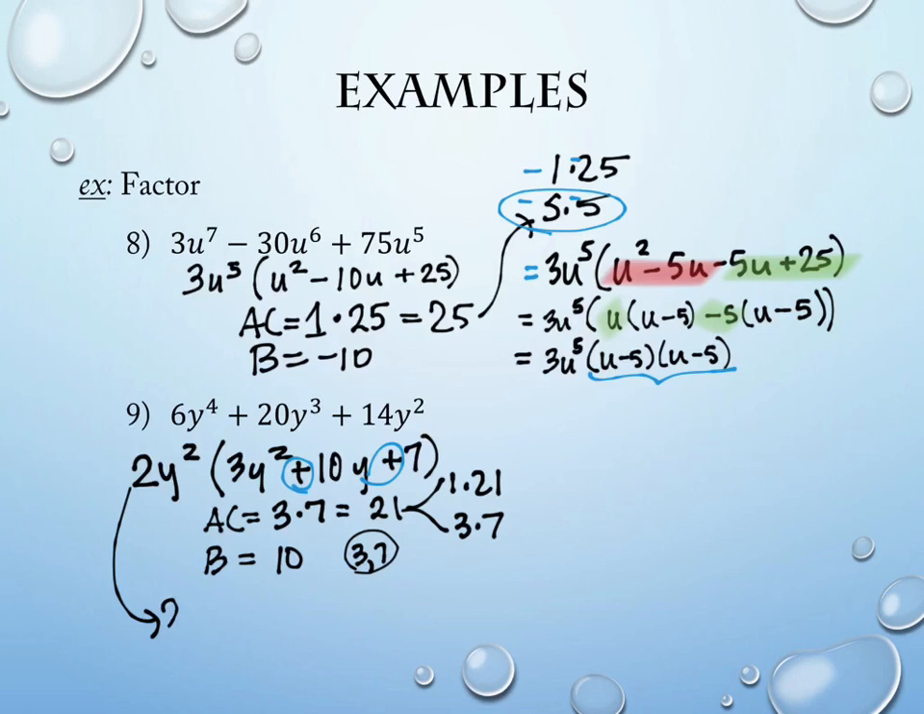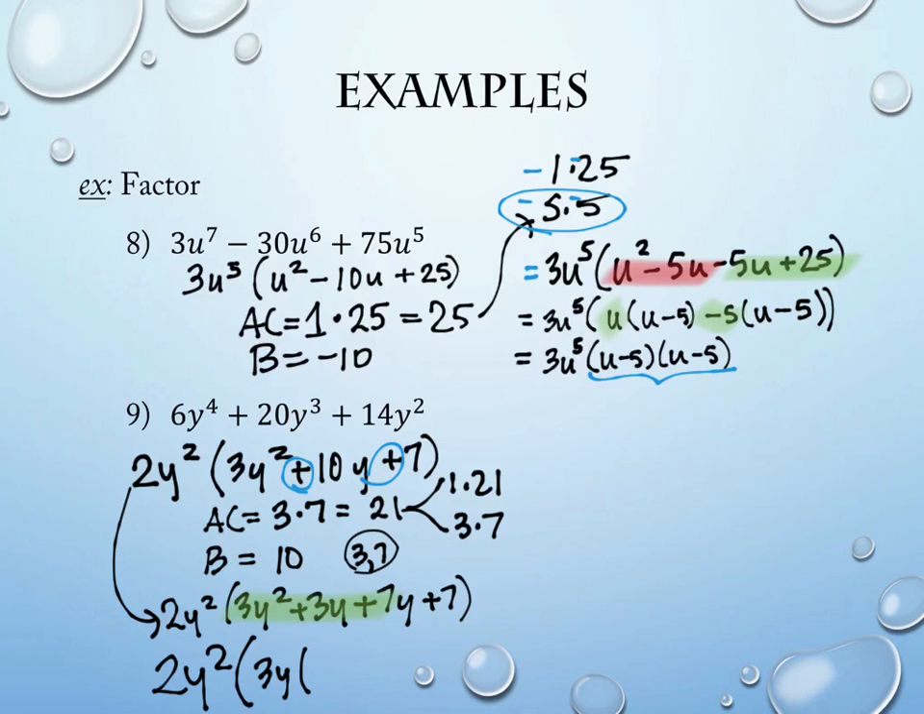So I've still got that 2y squared in front. I have 3y squared minus 3y, plus 3y plus 7y and plus 7 at the end. Okay, so again, the 2y squared stays. What do 3y squared and 3y have in common? 3y. So we'll pull out a 3y, and I'm going to be left with y plus 1. All right, what about 7y and 7? They have a 7 in common. So if I pull out a 7, what am I left with? y plus 1.